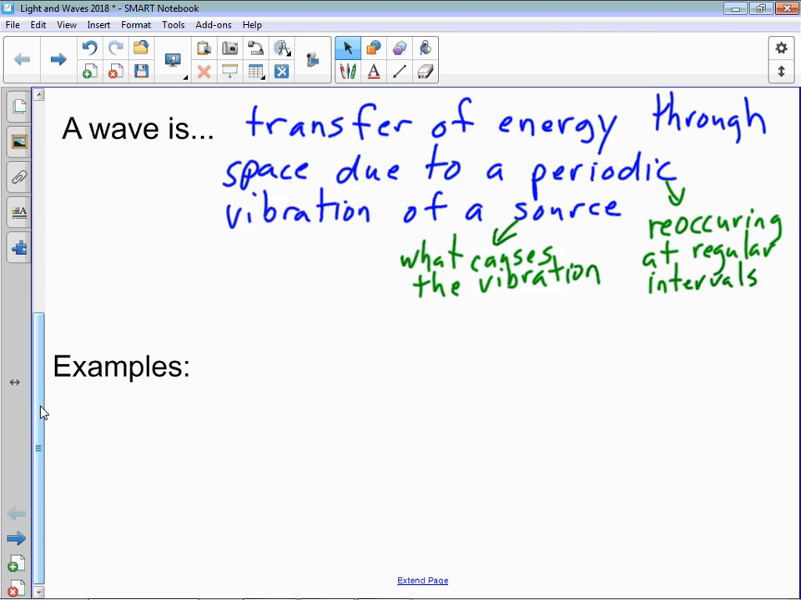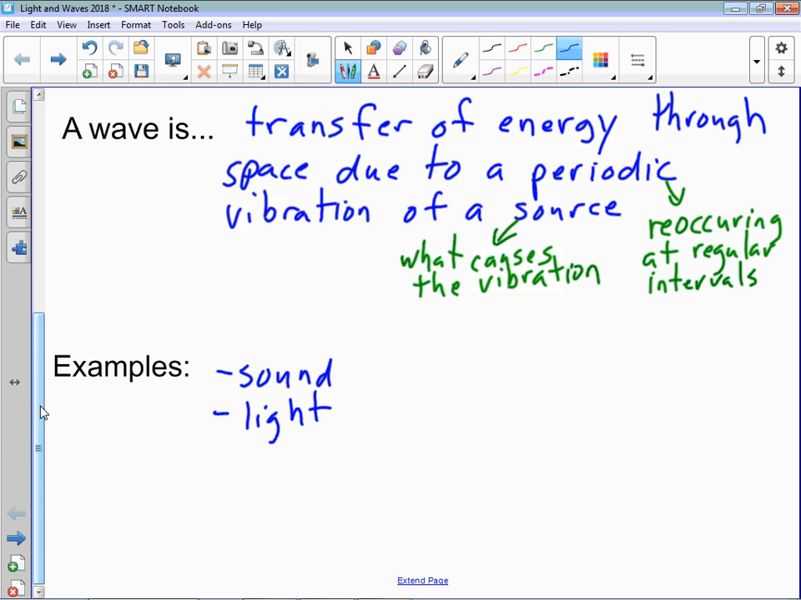So again, examples of waves. We looked at sound waves. We've looked at light waves. We talked about earthquakes, otherwise known as seismic waves. Water waves as well. We get things called gravity waves, which are really weird distortions of space-time that are way, way beyond the level of this course, but are interesting nonetheless.